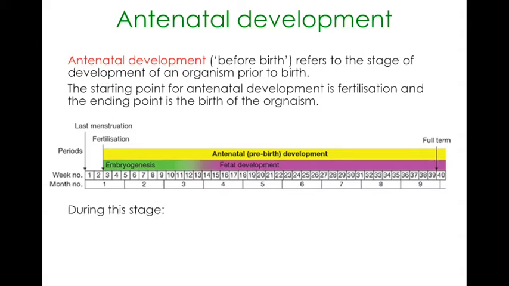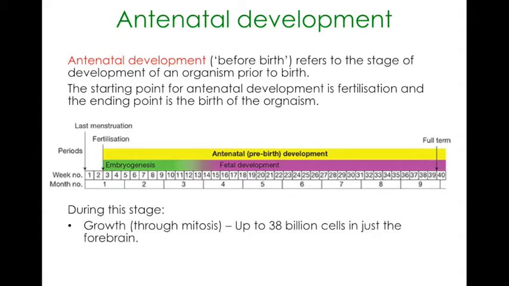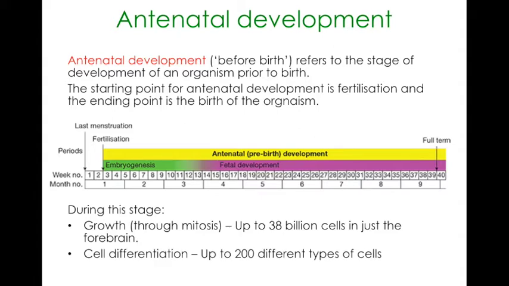Now, during this stage, three things will happen. One, the most obvious thing is that the baby grows through mitosis, going from one cell to billions and billions of cells, up to 38 billion in just the forebrain of the baby alone. Not only is the baby growing during that stage, it is also differentiating. It is specializing. The cells are going from your one totipotent embryonic stem cell to over 200 different types of cells that are now being developed inside the baby. It is also organizing those cells into tissues and organs, which will then serve their particular function once the baby is born. So that's the three main things that happen during this particular stage.